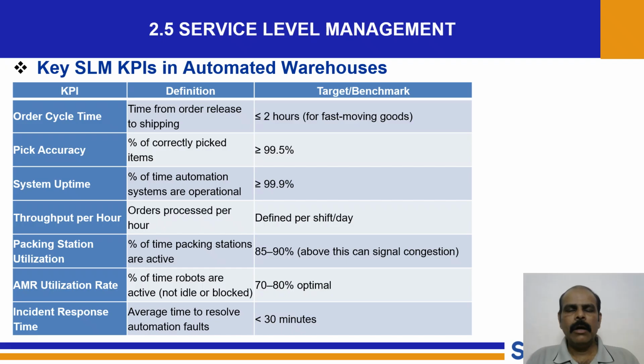And then AMR, autonomous mobile robots utilization. Why? Because they should always be available. To be effective they should be highly available, and we should ensure that charging or other things do not happen during peak hours. If the robot is taken for charging during peak hours, the ultimate purpose is not solved. So that has to be taken care of. Then incident response time. If some unexpected error comes into the picture, it has to be handled within 30 minutes. Likewise, we should have our own standards.